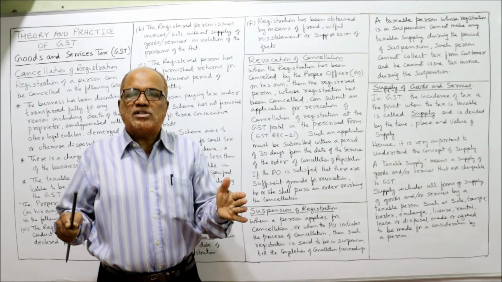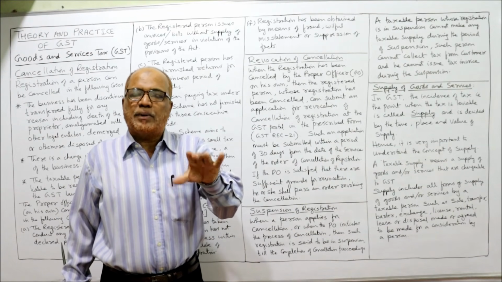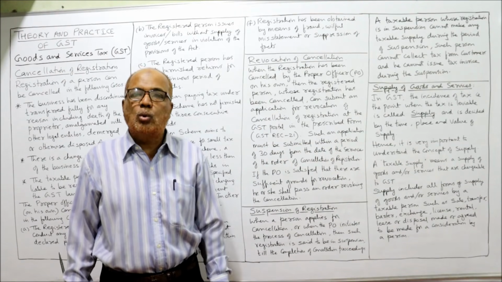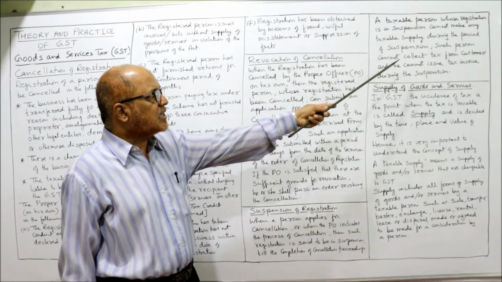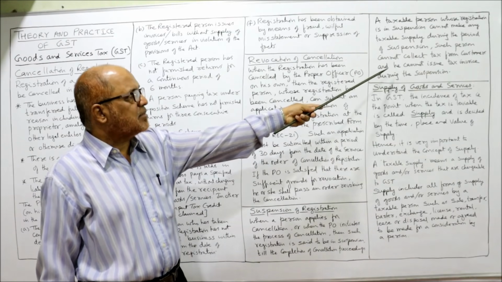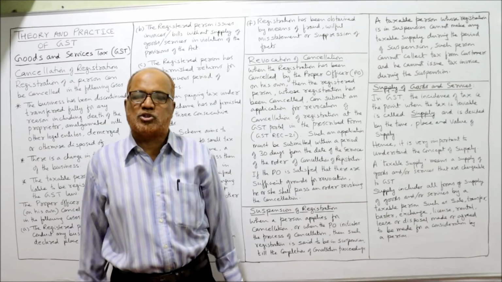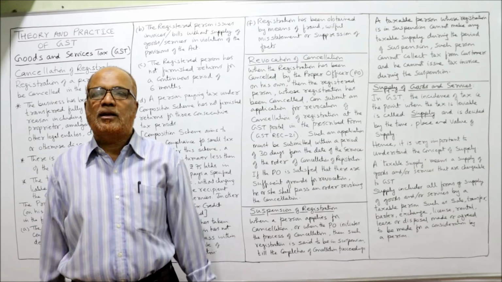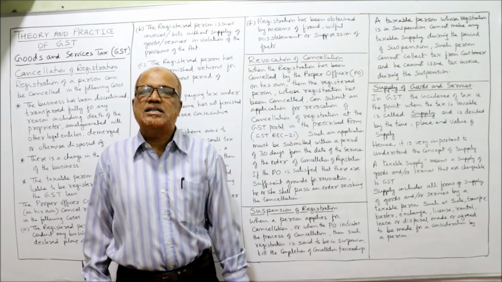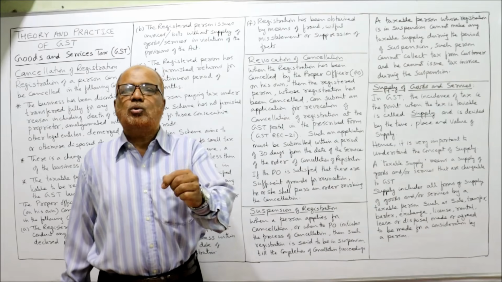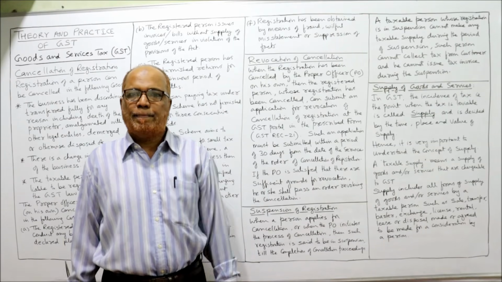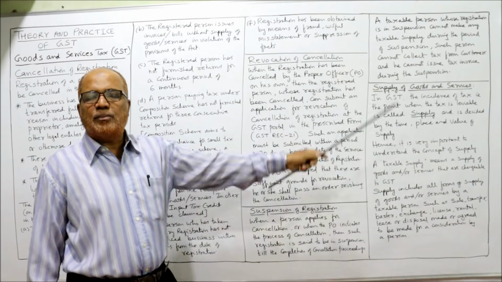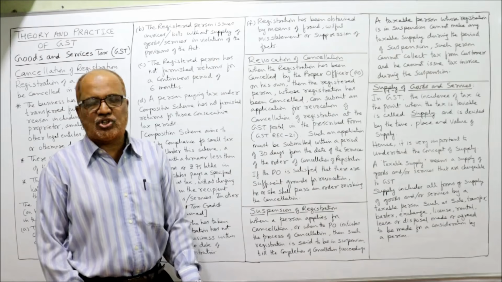So during the period of suspension, the registered person, the person who has applied for cancellation, should not supply goods and services. And such a person cannot collect tax from the customers and cannot issue a tax invoice during the suspension. So during the suspension period, the person cannot collect the GST from the customers and cannot issue invoices under GST. That's all. So these are the provisions regarding suspension of registration.